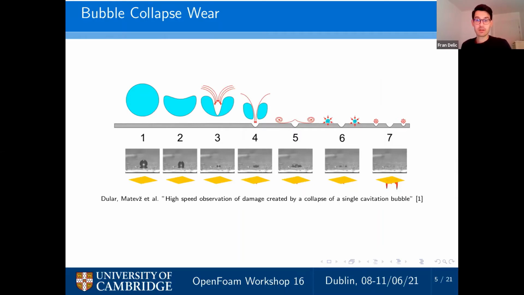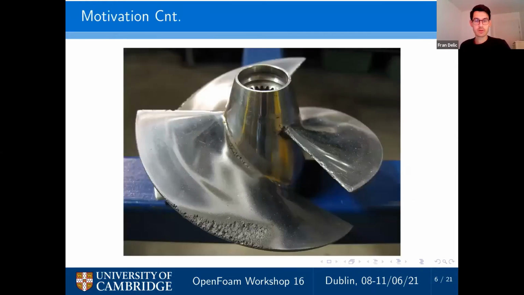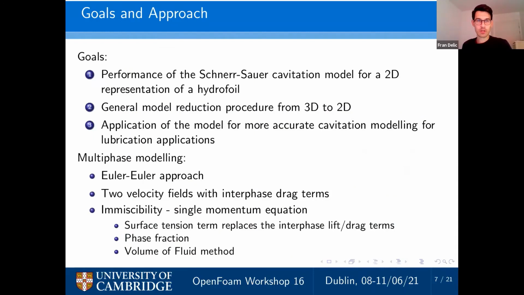If we have enough bubbles doing that for a long enough time, something like this happens. So this is a propeller of a ship where we can see the damage done by cavitation on the leading edge of the propeller. So what are my goals?